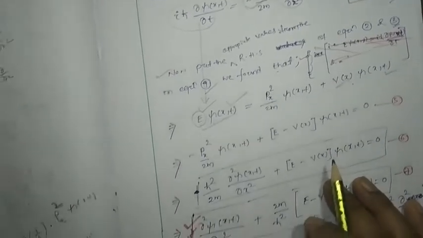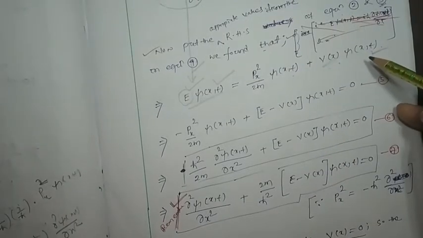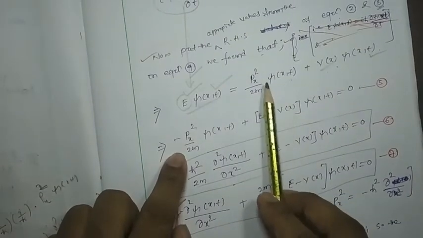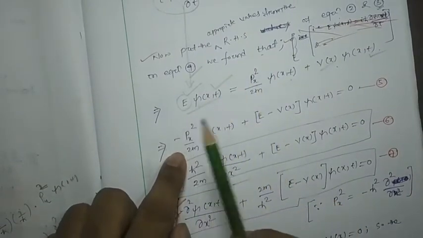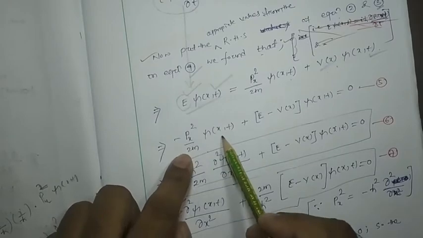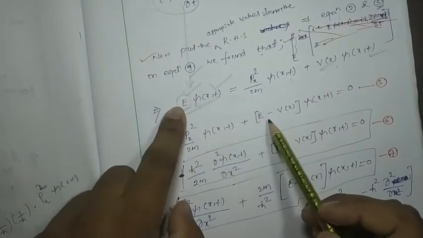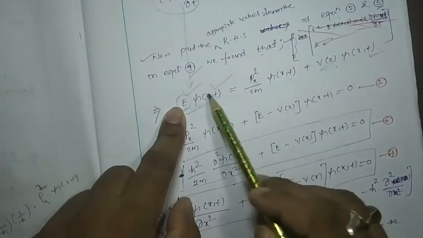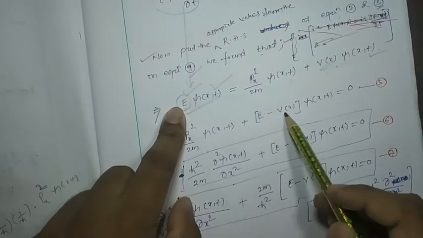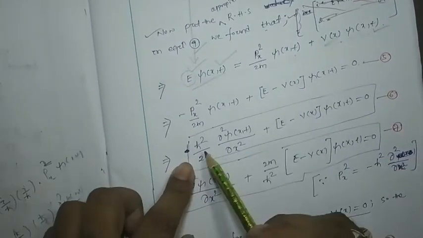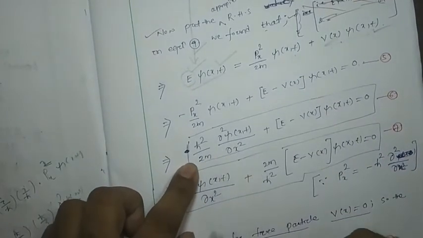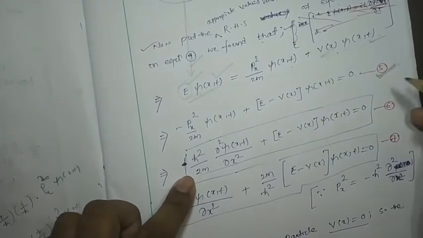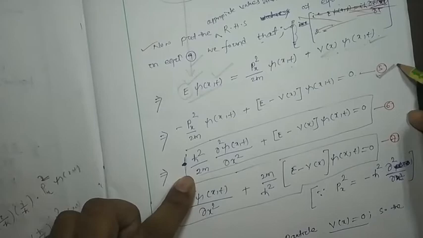Okay, so now if we take this term to the left side, it will be minus px square by 2m psi xt, then e psi xt, and if I take this term to the left side, then it will be e minus vx into psi xt equal to 0. And this equation is nothing but what is called your time independent Schrodinger equation.